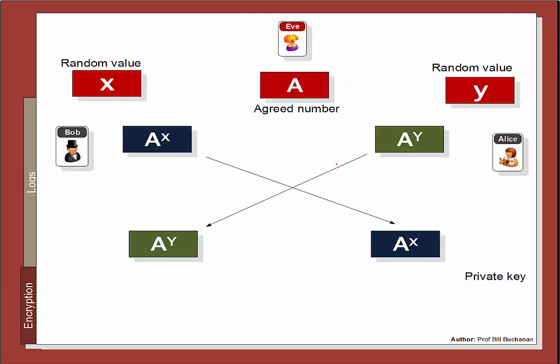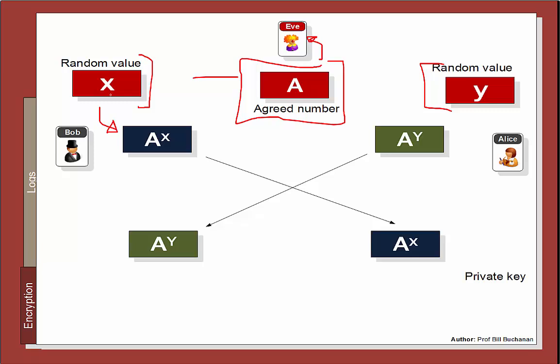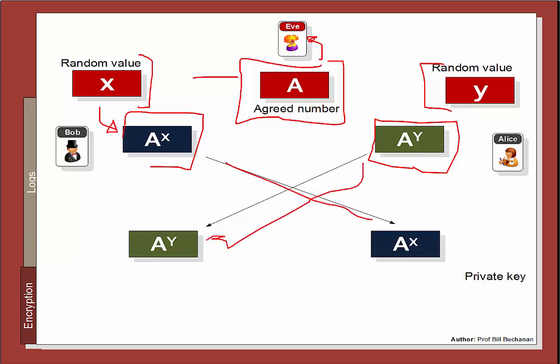So here's how Diffie-Hellman actually works, and it's quite a genius method. Bob comes up with a random value x, and Alice with a random value y. Both of them agree, and even Eve knows, the value of a. So everybody knows it, and it's agreed. What happens is that Bob takes a and gets a to the power of x, and Alice does the same thing, a to the power of y, and then they send their values to each other. So Bob receives this one, and Alice receives this one.